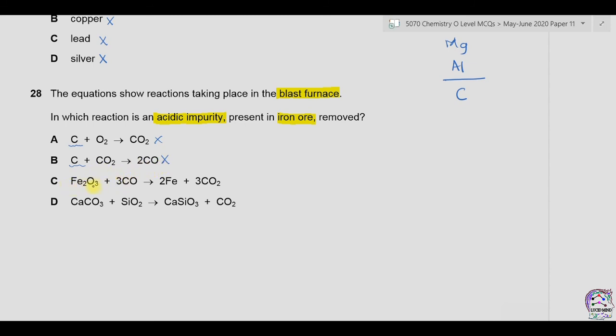In C we have iron oxide plus carbon monoxide, so this reaction takes place further. This is the third step of this chemical reaction. It reacts to form iron and carbon dioxide. Again there is no impurity.